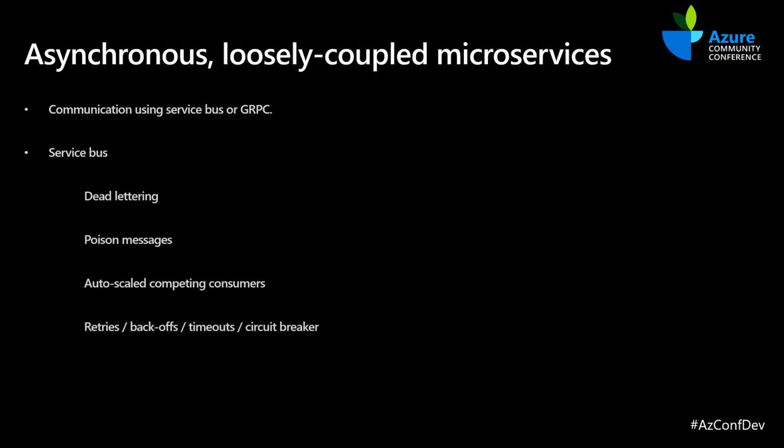Other things like timeouts or backoffs or retries when you fail to process a message are easier to configure with service bus. So we generally prefer service bus over gRPC. gRPC requires a whole bunch of scaffolding to get itself set up. Service buses are much easier.